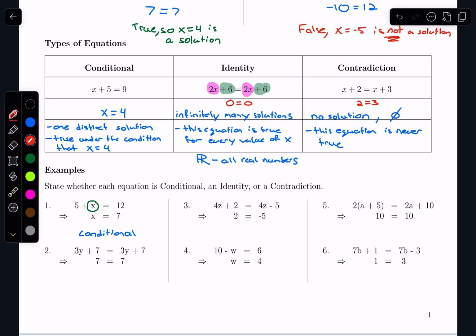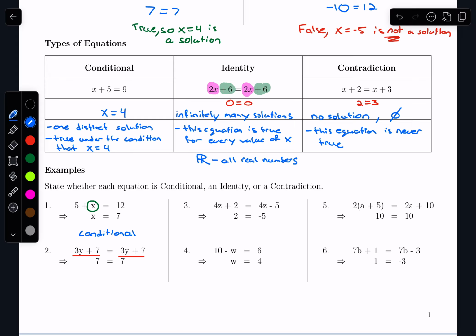The giveaway that this is going to be an identity is the fact that the left side looks exactly the same as the right side. When we go through the steps to solve, we're going to end up with 7 equals 7 in this case. And notice that that is a true statement. So this equation is not true under the condition that x is any particular number. This equation is true no matter what value the variable has.